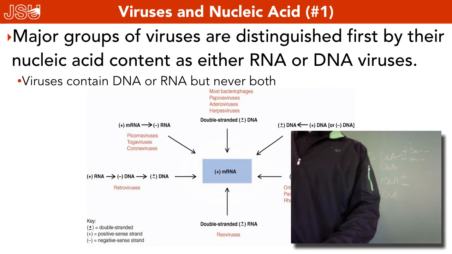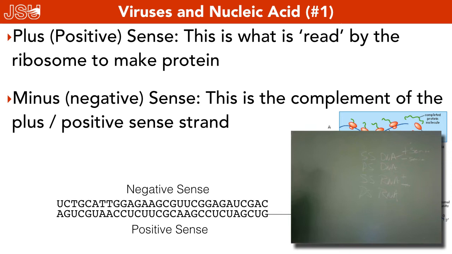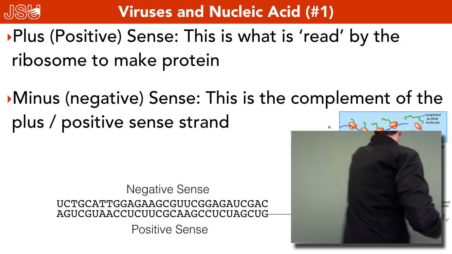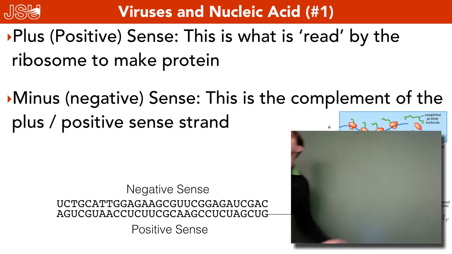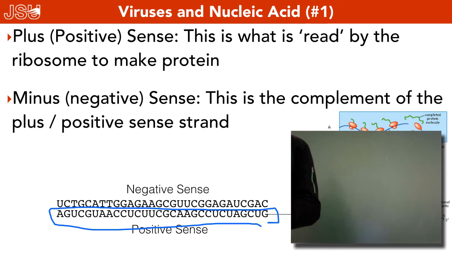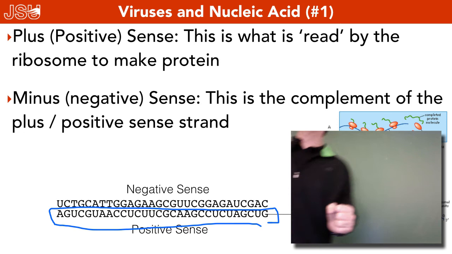Okay. So what is positive sense? What is negative sense? Positive sense is the RNA strand that is read by a ribosome. Negative sense is the opposing strand, the complementary strand that is anti-parallel. Okay, so in this little diagram, what I'm trying to show you, if this strand right here is positive sense, then what will happen? If positive sense is used to make protein, what will interact with a positive sense strand? Ribosomes, that is correct.